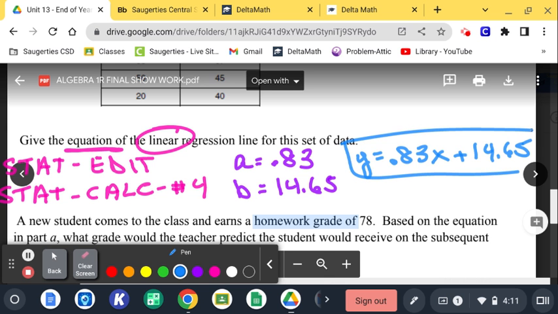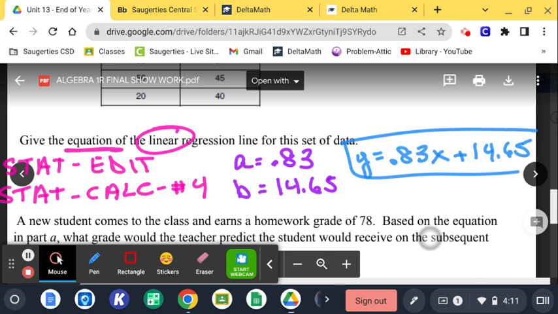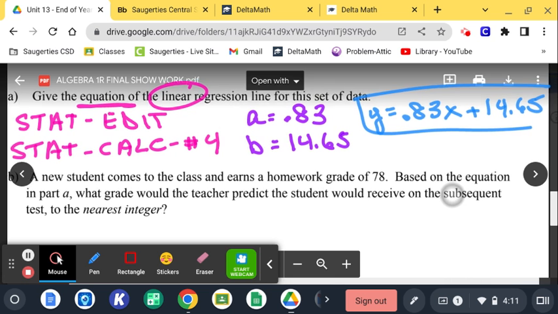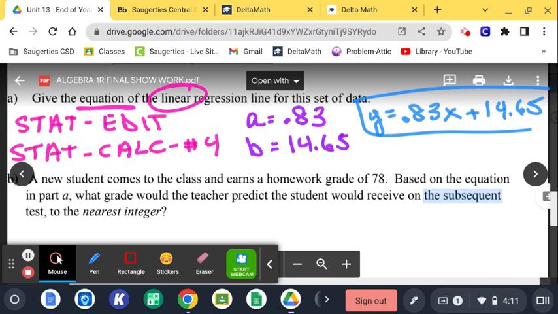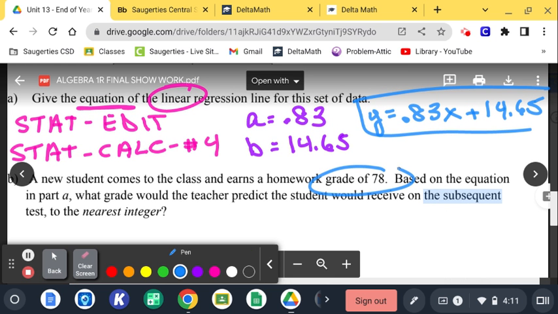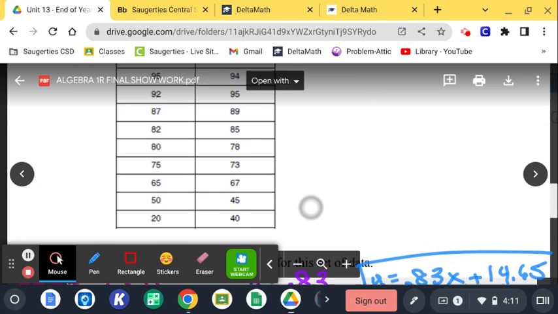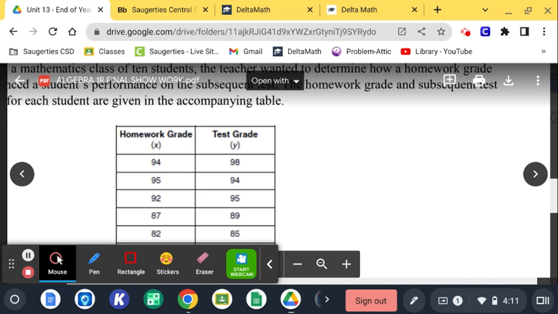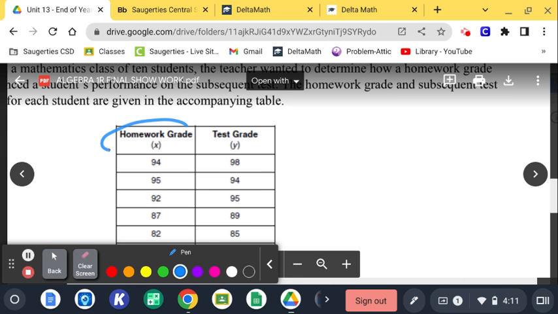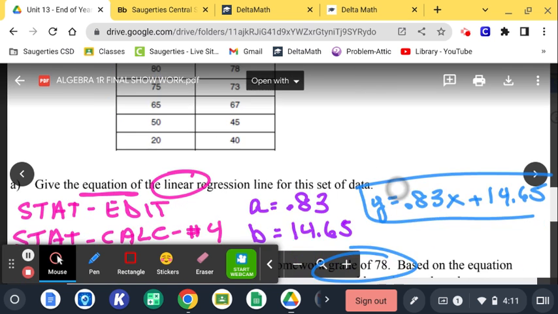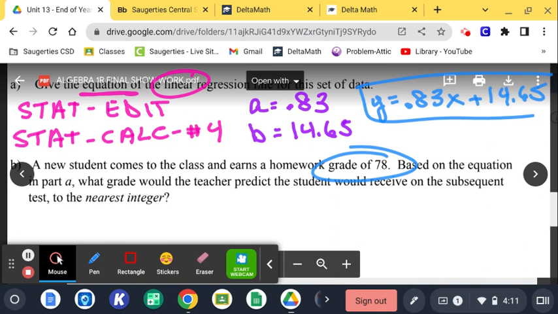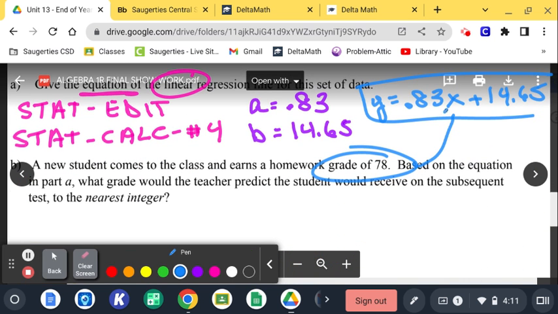So that's part of your problem. Now you have to answer a question. A new student comes to class and earns a homework grade of 78. Based on your equation, what grade would the teacher predict the student would receive on the next test? So look up here. Homework grade is X. Test grade is Y. So since they said the homework grade was 78, that's going to go in the X spot right there.